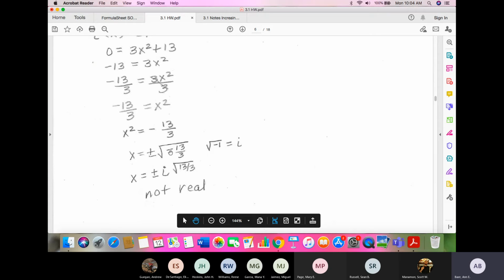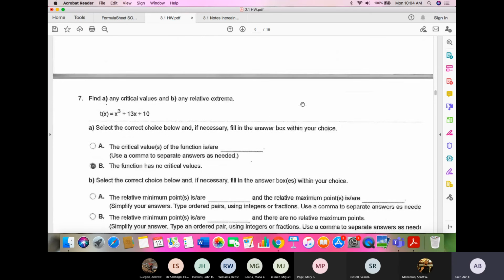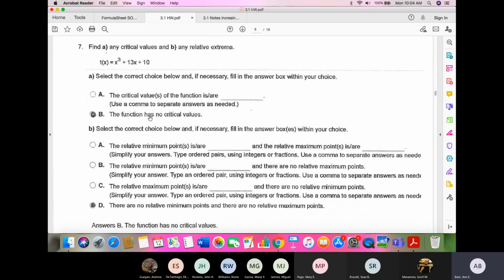Or you could look at it as the negative. It's a negative inside of the square root. That means it's not real. So as I mentioned, we're graphing only in the real number system. So we want real numbers only. So what is the answer to this problem? The answer to this problem is the function has no critical values.